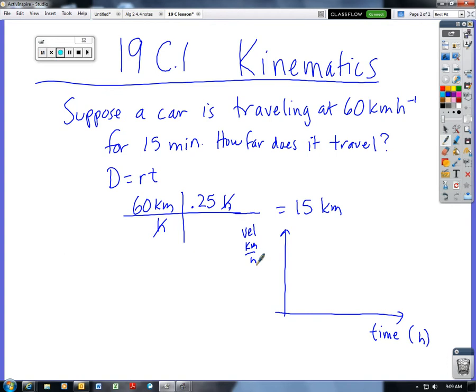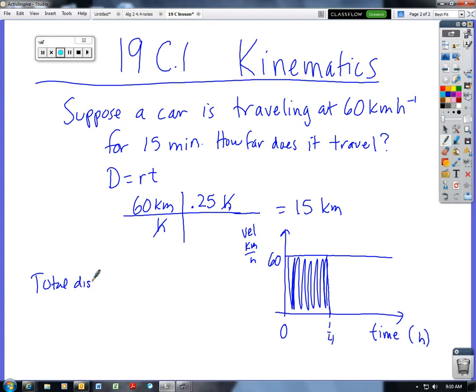And because the car is traveling at a constant rate of 60 kilometers per hour, that's going to be a horizontal line at 60. And for 15 minutes, so let's just say here's a quarter of an hour. And then if we were to find the area under the curve from 0 to a quarter of an hour, that would actually end up giving us that total distance, because, and you can look at it with unit analysis, the total distance is the area under the curve, and in this case it's a rectangle, so it would be 60 kilometers per hour times the 1/4 hour, which obviously is what we just did.